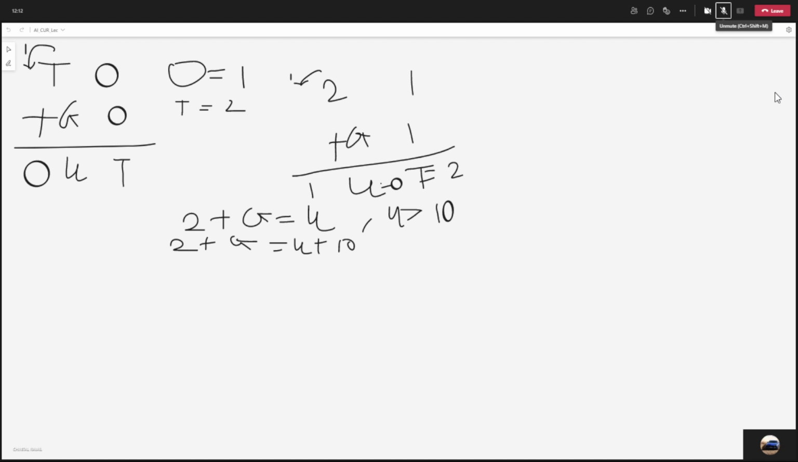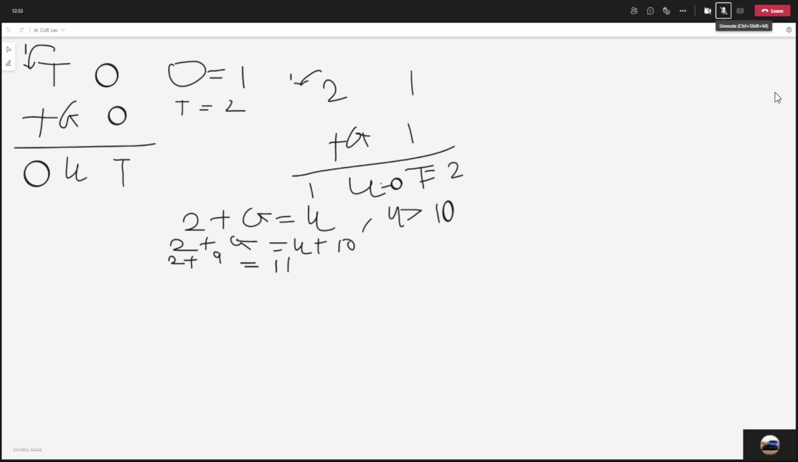So how to find the value of G and U? We can start using the trial and error method. So let's see what if I substitute the value of G equal to 9. Suppose, this is the supposition, G is equal to 9. 2 plus 9 is equal to U plus 10. Okay. I get 11 over here.